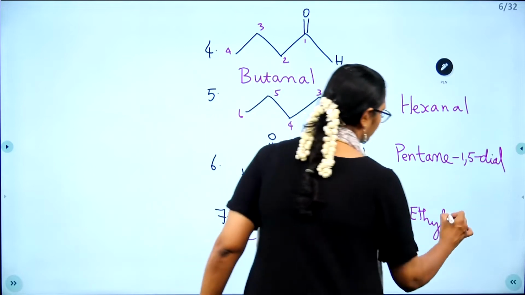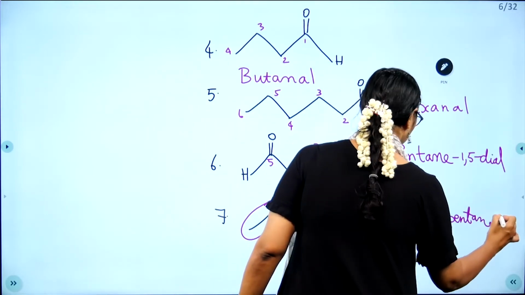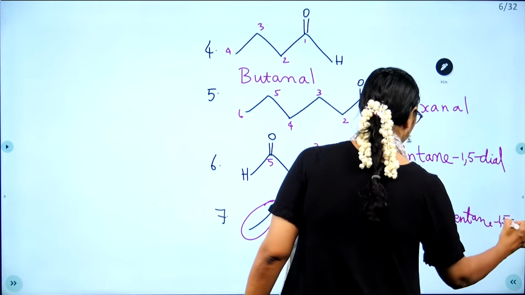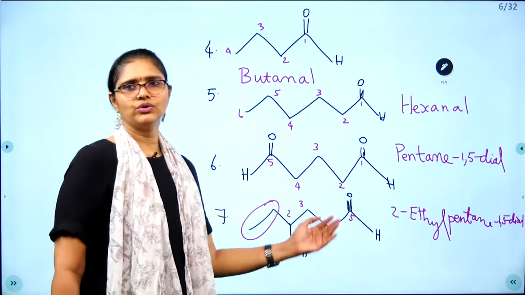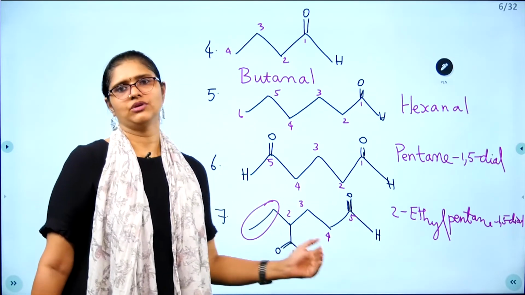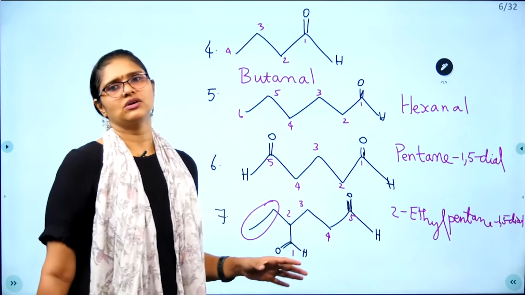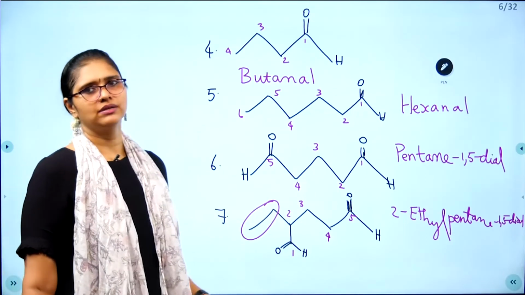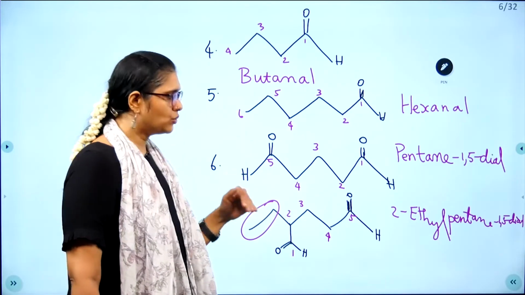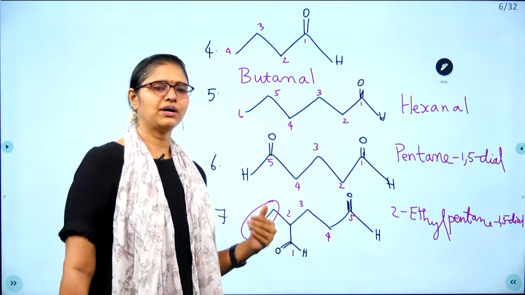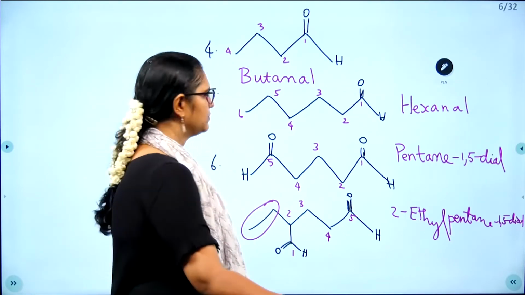So pentane, 1,5-dial. 2-ethyl because at the second position you have an ethyl group. The longest carbon chain is 5, so pentane, then 1,5-dial. So 2-ethylpentane-1,5-dial. Got it? Hope you guys understood.